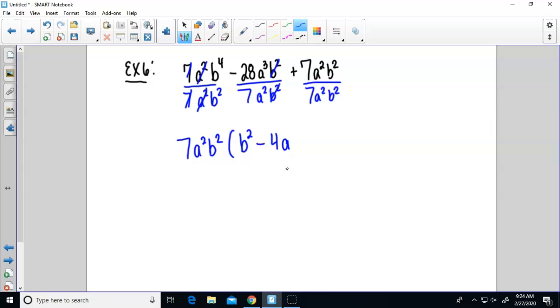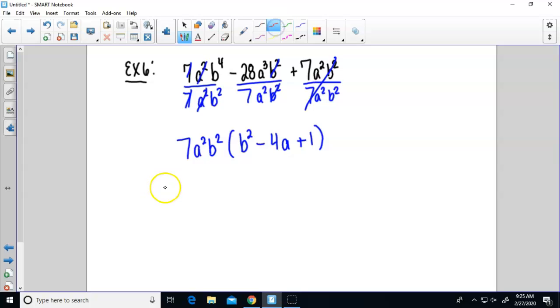Okay, Evan says plus 1. Why do I even have to put plus 1? Seven divided by 7 is 1, right? A squared divided by a squared is 1. B squared divided by b squared is 1. Evan is correct. You do have to put a plus 1 there. A lot of students just cancel that out and don't put anything, which is not going to work.